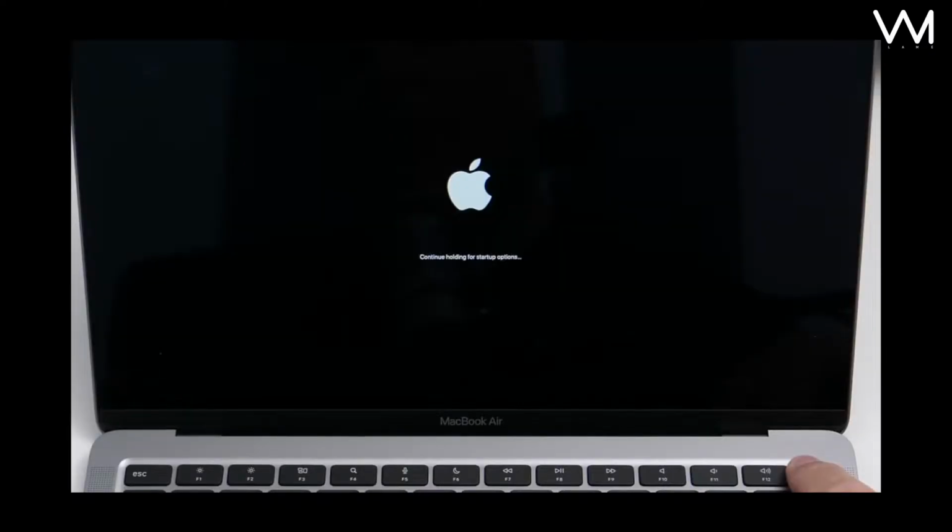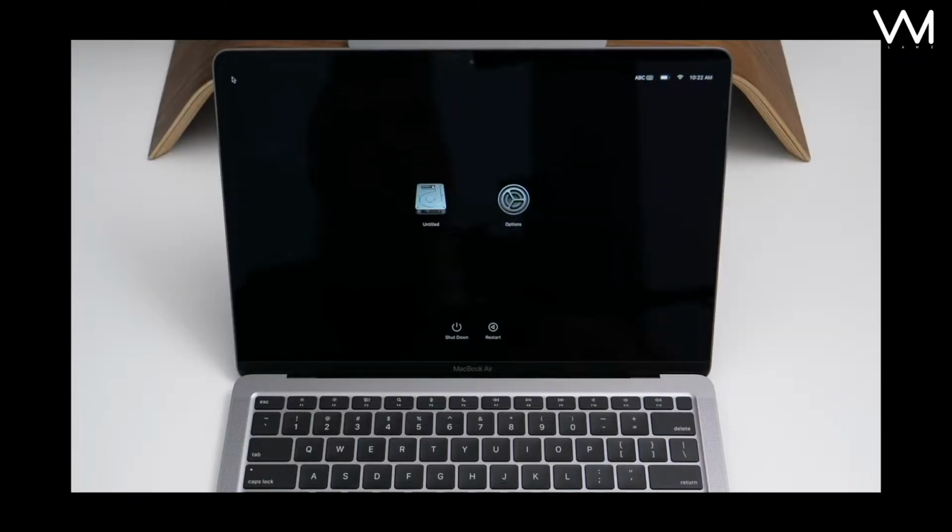But wait, what are the names of these systems? And why did Apple make them? And what is their purpose of existing? Well, this is what we're actually going to discuss today.